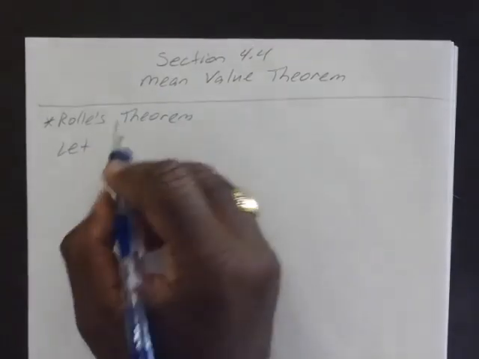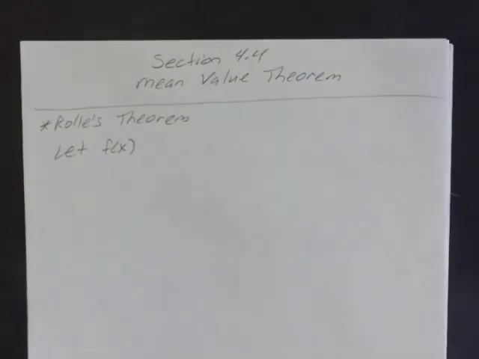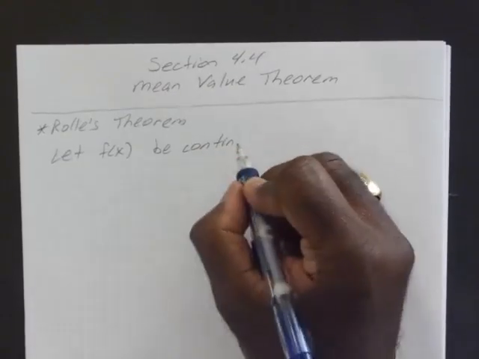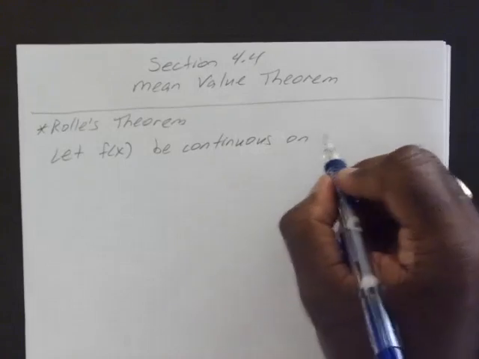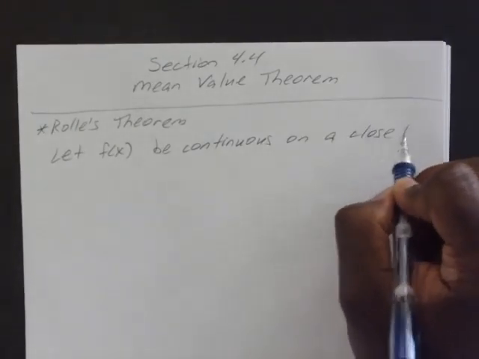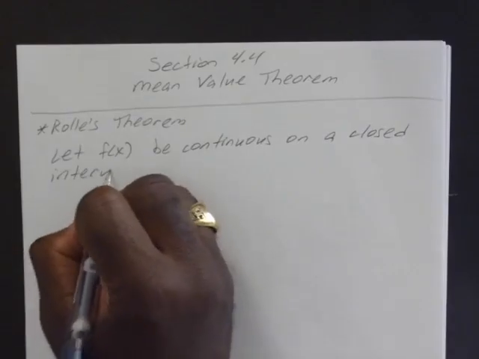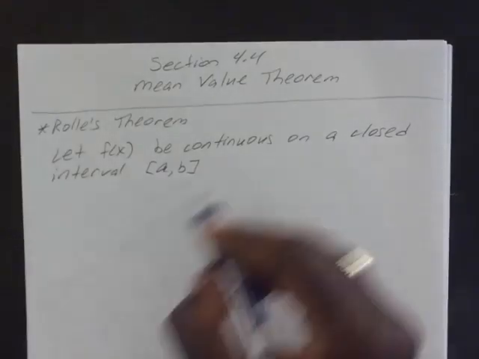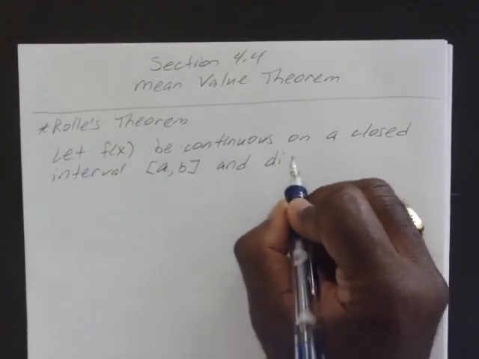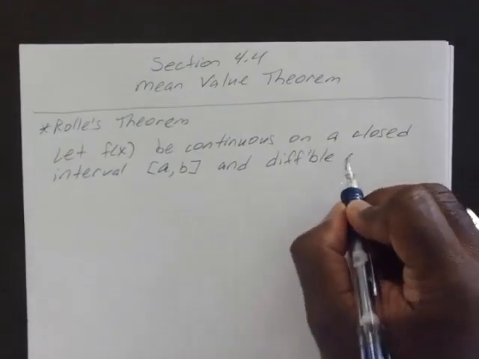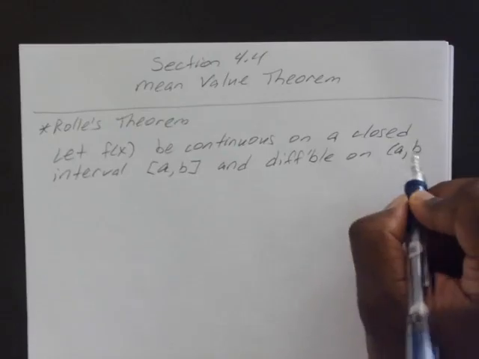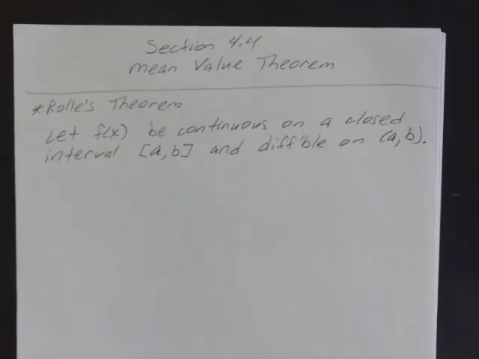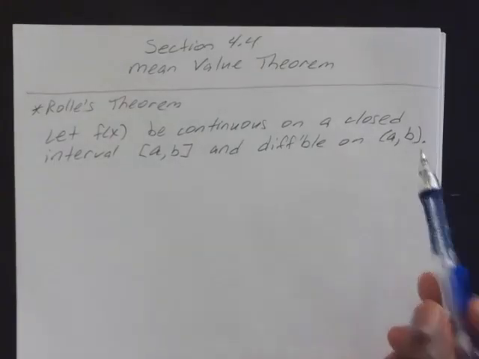Okay. So what if we let some function that we will call f of x be continuous on a closed interval from x equals a to x equals b, and differentiable on the open interval from x equals a to x equals b, which means the derivative exists everywhere in between there, but possibly not at a or b.